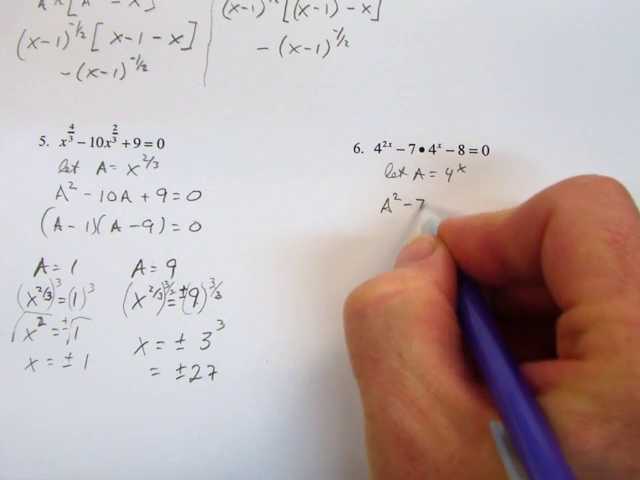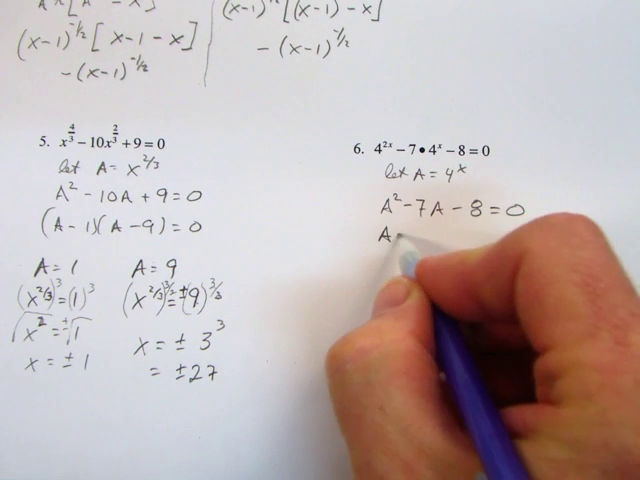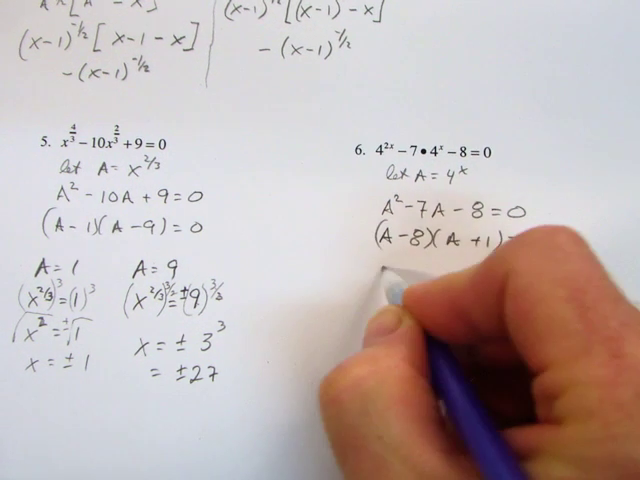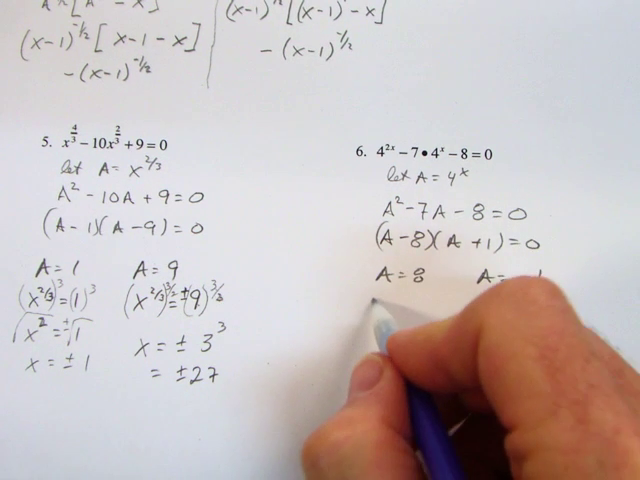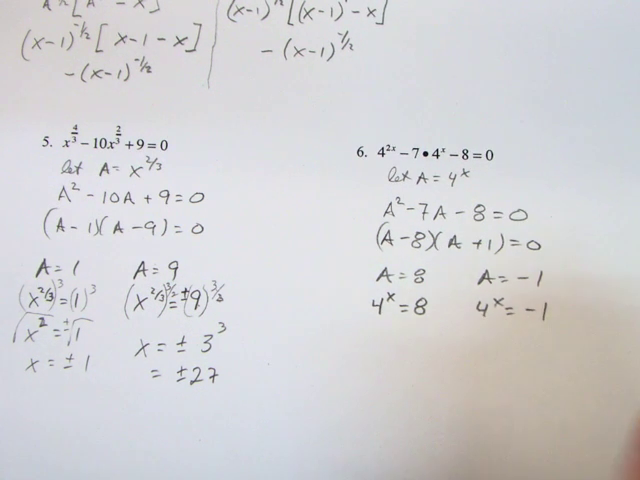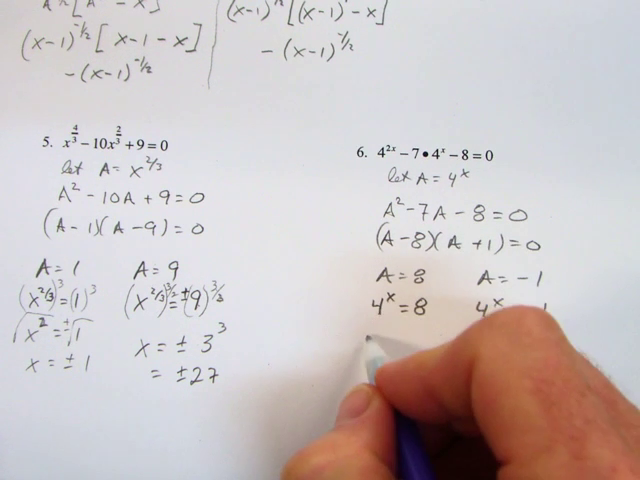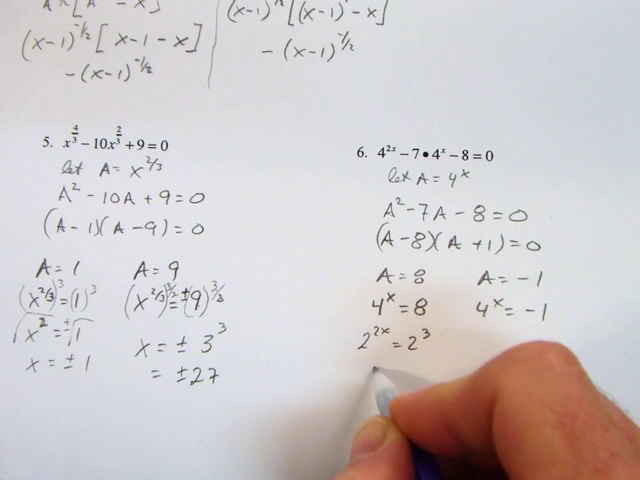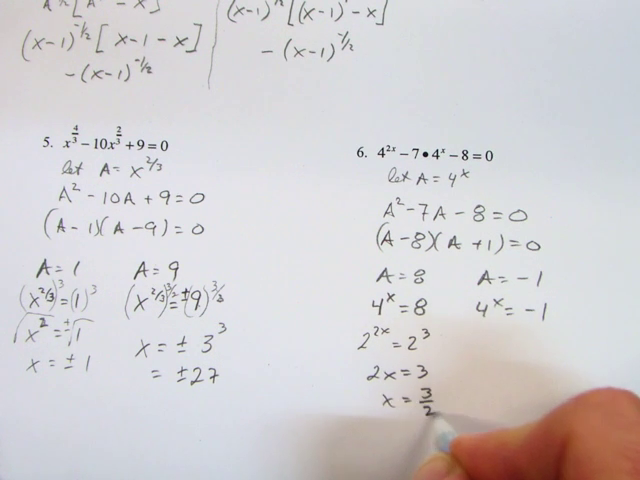So we have a squared minus 7a minus 8 equals 0. So we factor this: a minus 8, a plus 1. A equals 8, or a equals negative 1. Again, we're not solving for a, we're solving for x. So 4 to the x equals 8, and 4 to the x equals negative 1. Now our bases will be 2, so this will be 2 to the 2x equals 2 cubed. Now that our bases are the same, our exponents are equal, so x equals 3/2.